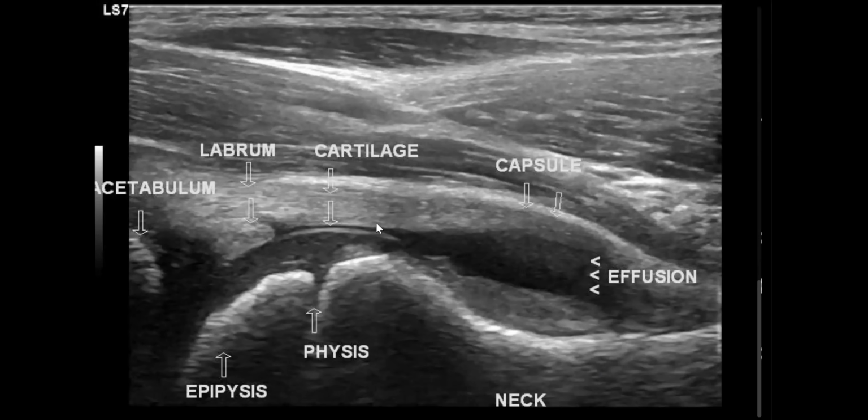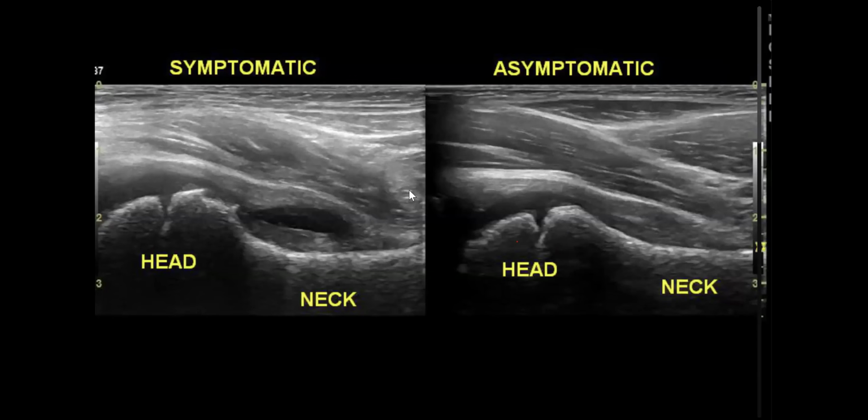Normally, we should not see any fluid in this area along the metaphysis or along the neck. It's called the anterior recess of the hip joint. Very important in practice. It should be empty. But in this patient, the symptomatic side has some fluid. The normal side has no fluid.